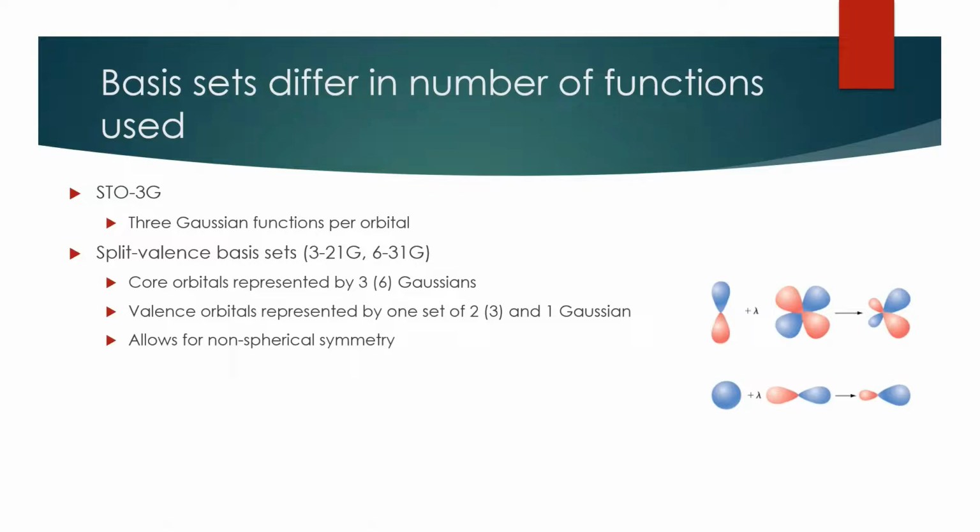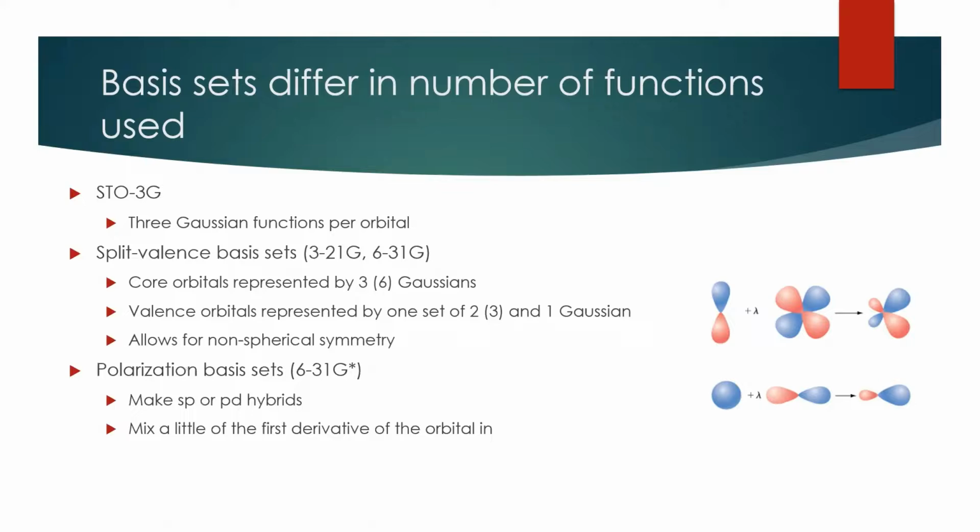To get them less atom-centric, we use polarization basis sets. And the notation here is you put an asterisk after your basis set here. So we could have a 6-31G asterisk basis set, which is using this split valence basis set. But then on top of that, it makes sp or pd hybrids. So this is most commonly going to be in the form of pd hybrids. We add a little bit of d character to the p orbitals. And you can see here, this p orbital is now no longer centered around the atom. It's shifted over, maybe between a bond if there are two bonded atoms there.